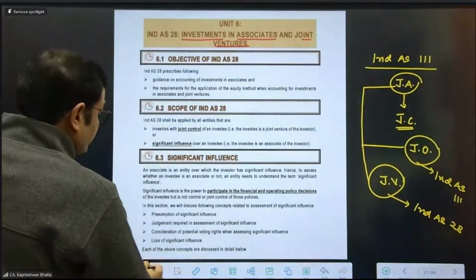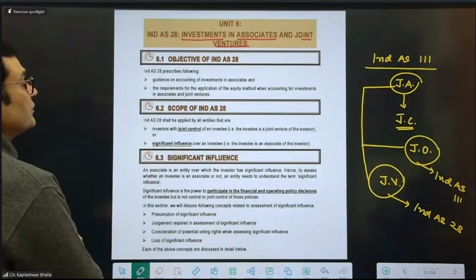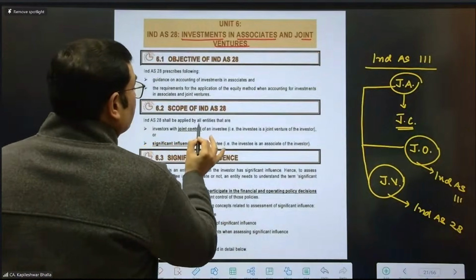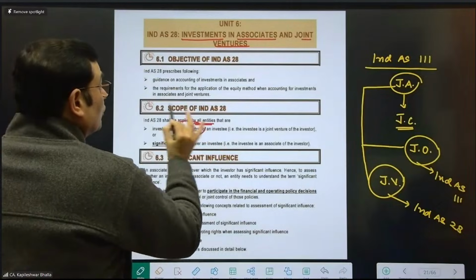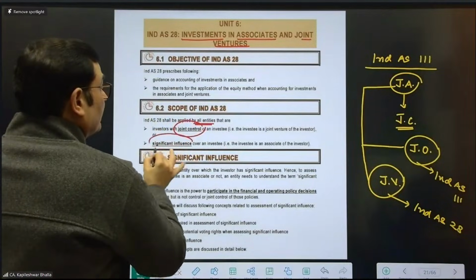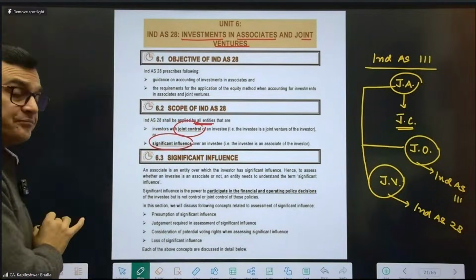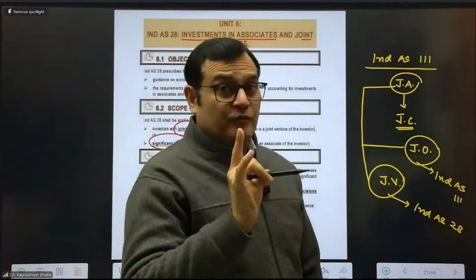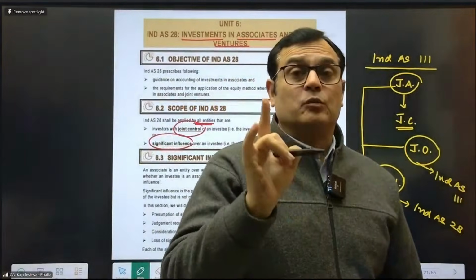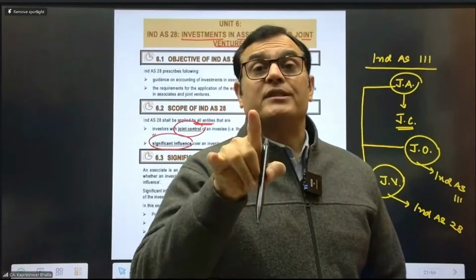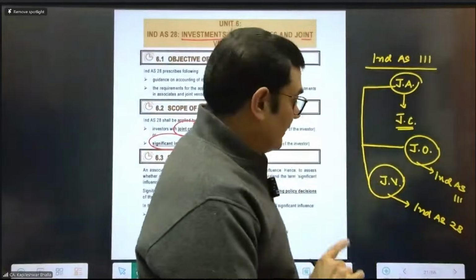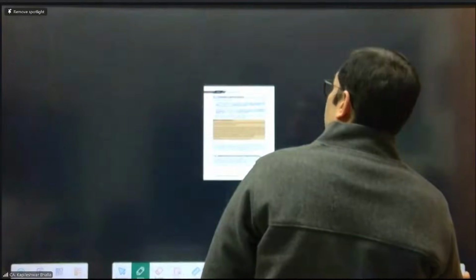Now, it says very clearly in terms of the scope that Ind AS 28 is applied by all entities with investors with a joint control of an investee or a significant influence over the investee. The assessment of joint control is covered under Ind AS 111. It is only the assessment of a significant influence which is covered under Ind AS 28. So let me first of all pen down an important thought.